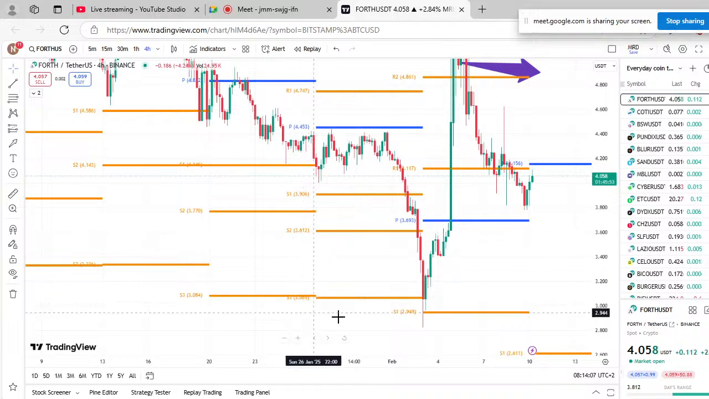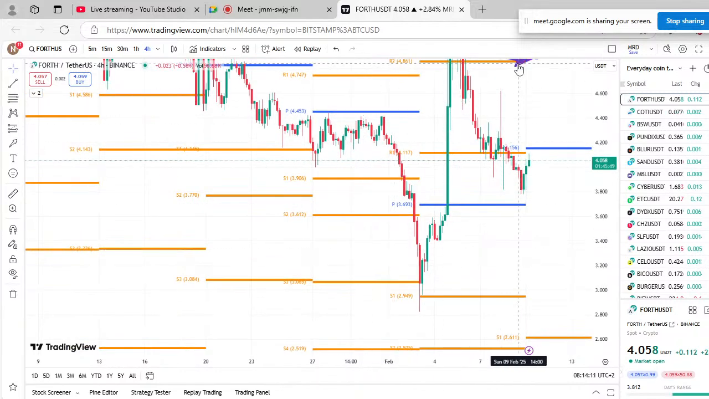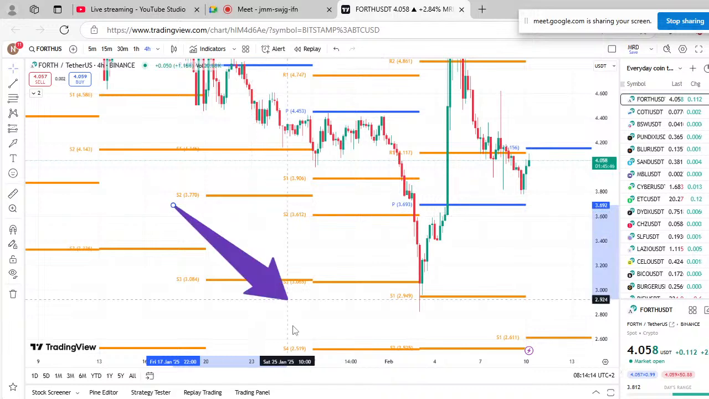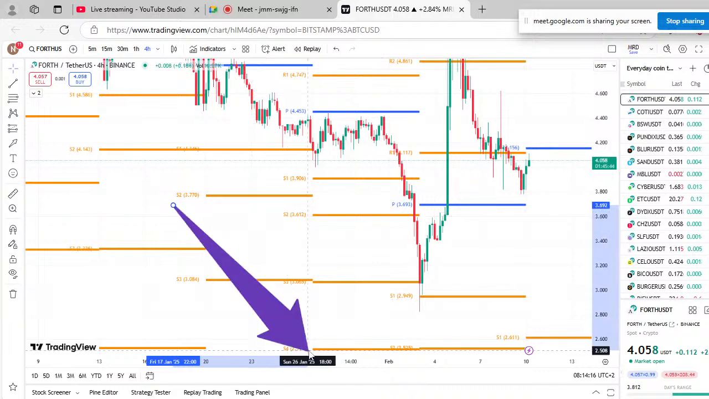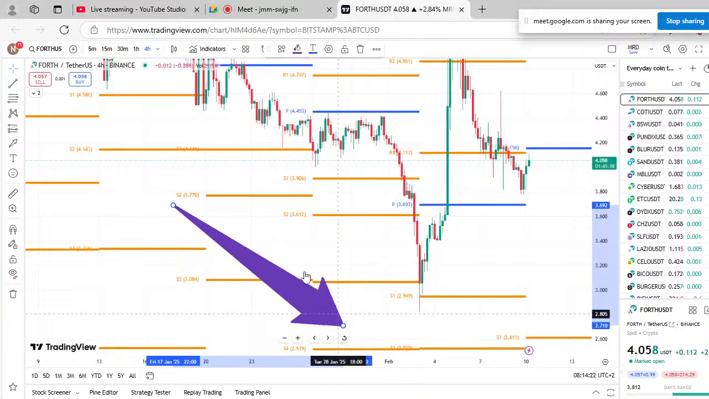S1, S3. Okay. Up to S4. Now, when you look at this point here, this was support 4. This one, the yellow one. The yellow one was support 4. Maybe we set them very well.